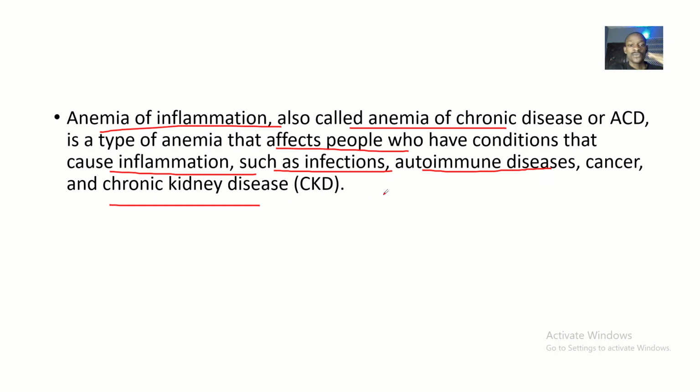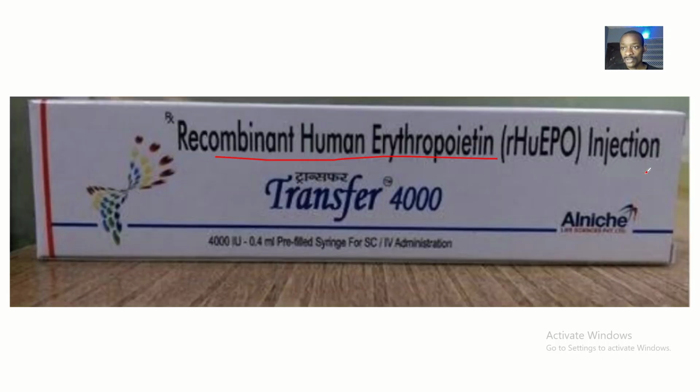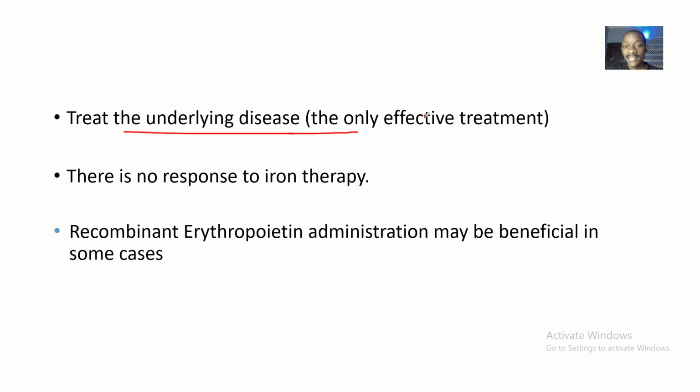Do you understand? If you know that this anemia is a result of cancer, and you use radiotherapy or chemotherapy to destroy the cancer cells, the anemia is gone. So if you treat the underlying disease condition, the anemia will be gone. In this type of anemia, there will be no response to iron therapy, so iron therapy is not the problem here. Then you could give the person recombinant erythropoietin, and this may be beneficial in some cases.